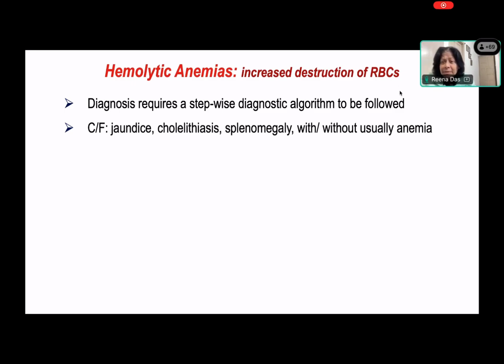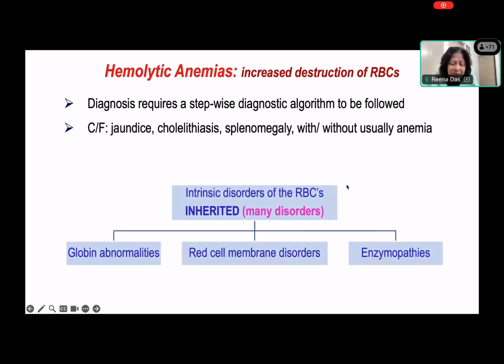Now, most of the times when we talk about hemolytic anemias, acquired conditions are quite common. But in this particular session, we are going to talk about the hereditary causes of hemolytic anemia. So when we talk about the intrinsic disorders of the red blood cells, among the inherited disorders, there are many disorders. They can be classified as three major groups. The first is the globin abnormalities, and we are going to discuss the globin abnormalities in the next session, next week. Then comes the red cell membrane disorders and the enzymopathies.